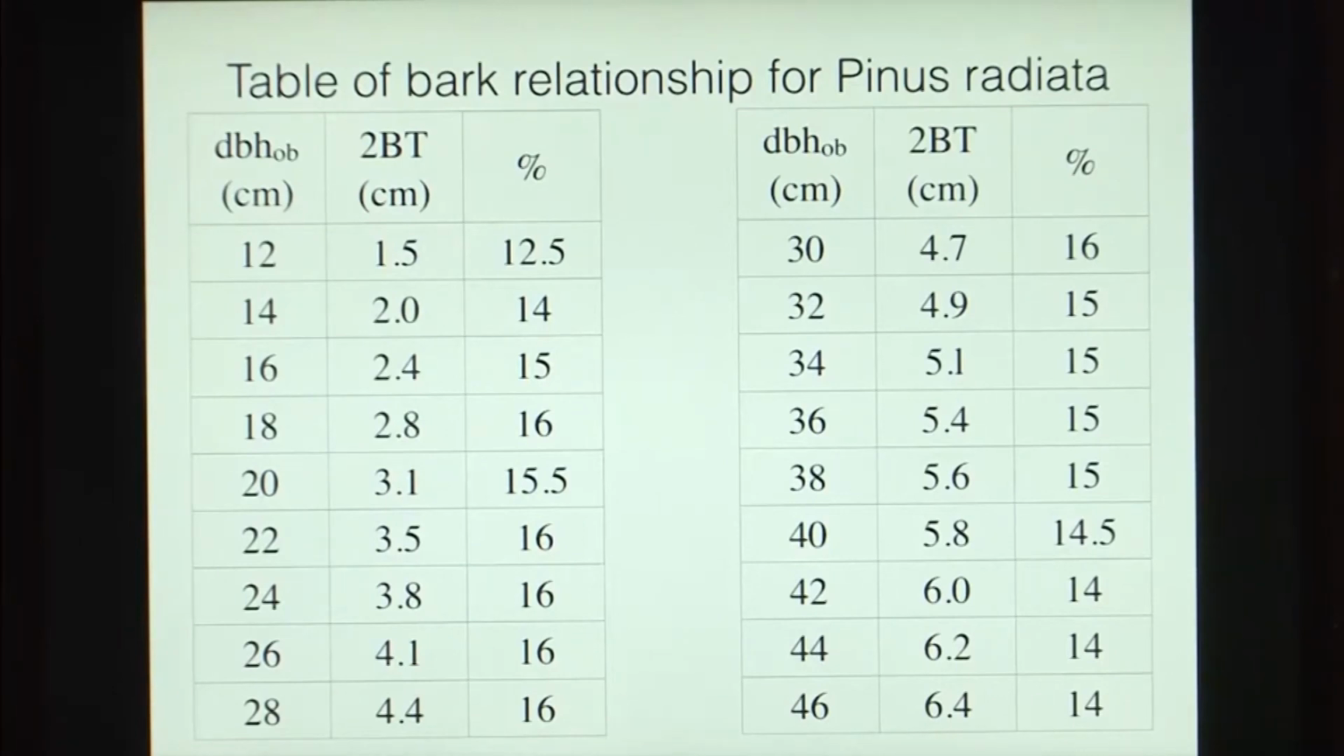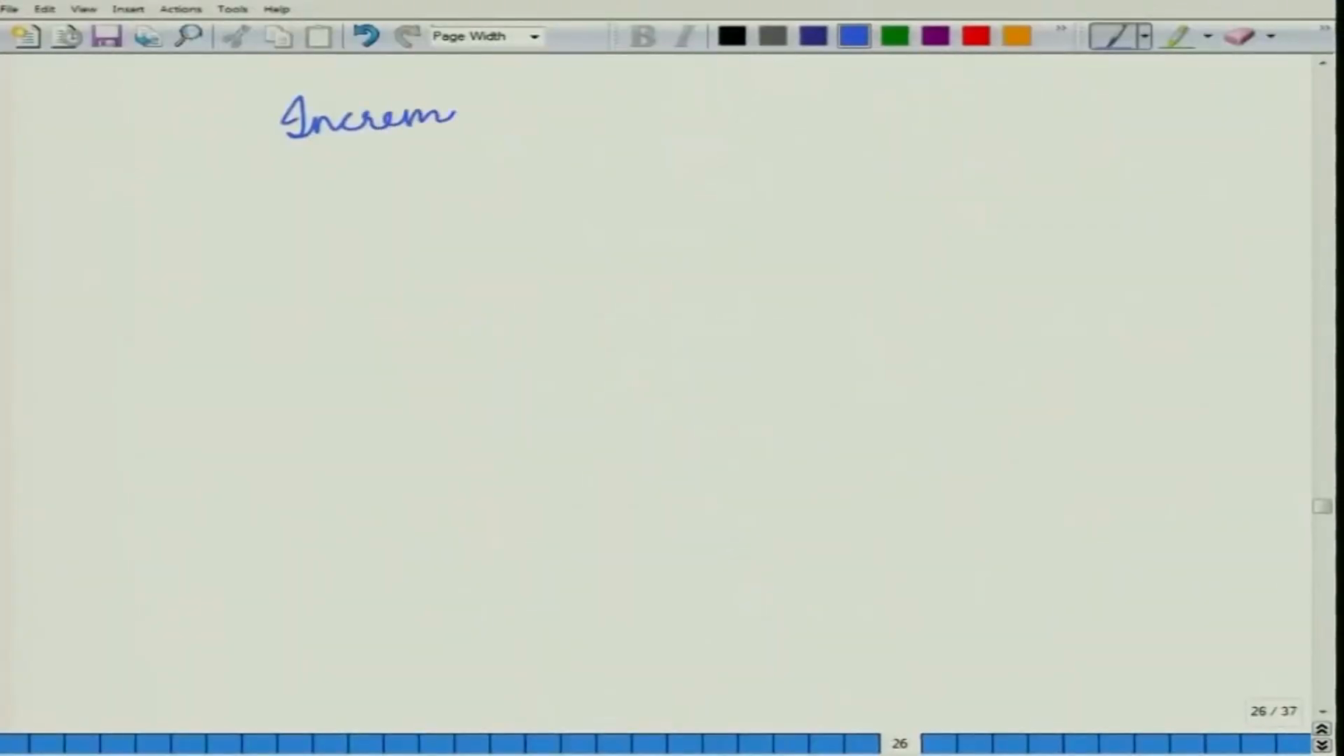So, if we had this table, and this is a generalized table taking a number of readings. If we went to any Pinus radiata tree and measured its DBH over bark, we would be able to get the bark percentage and the bark thickness. Now, another instrument that works very similar to this bark gauge is called an increment borer.